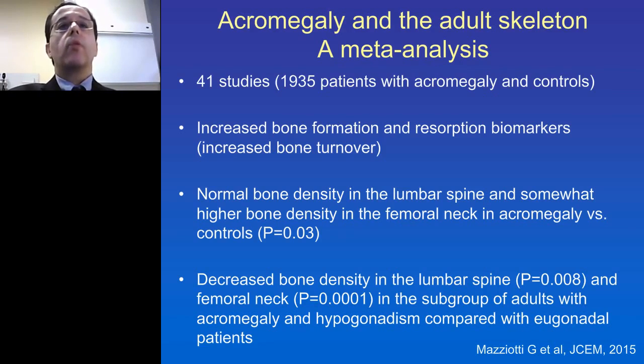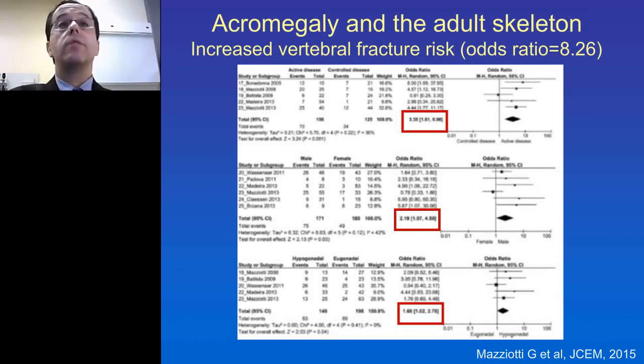Most patients with acromegaly who have normal testosterone or estrogen levels, depending on gender, have normal bone density in the lumbar spine and actually somewhat higher bone density in the femoral neck. However, patients who have hypogonadism, both men and women, have decreased bone density in the lumbar spine and the femoral neck. And furthermore, patients with acromegaly as a group have an increased vertebral fracture risk with an odds ratio of 8.226.